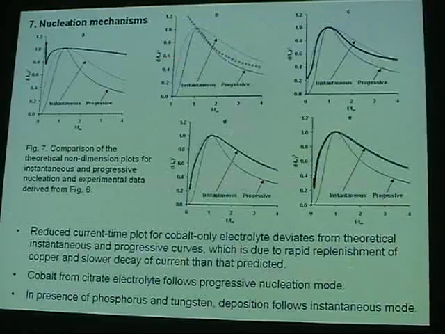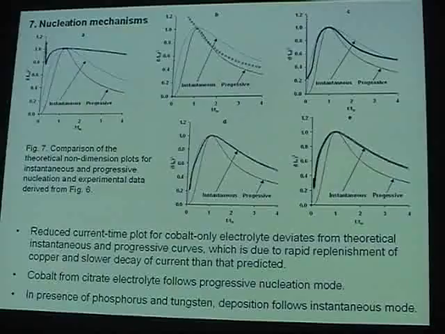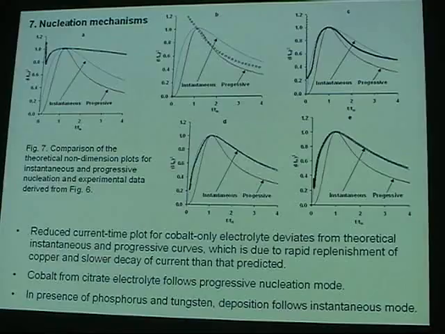So there are two types of nucleation. One is instantaneous, another is progressive. Instantaneous means at the beginning of the electrodeposition process, all the nuclei form at once and grow gradually. But in progressive nucleation, at the beginning of the electrodeposition some nuclei form, but with the progress of electrodeposition, more nuclei form. These are two extreme cases.